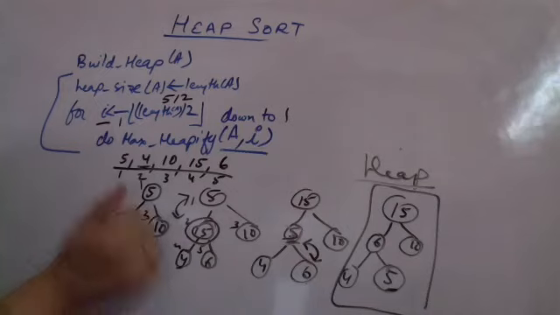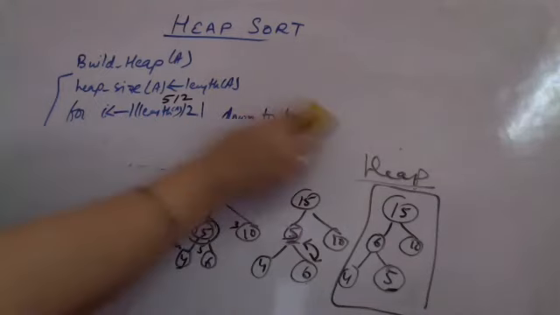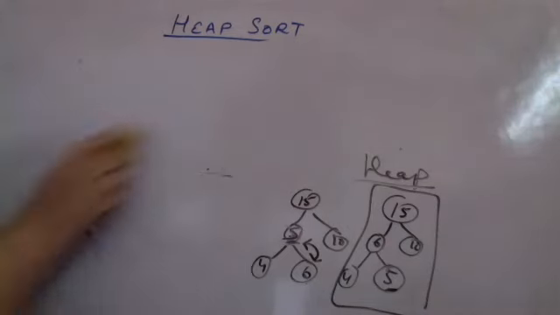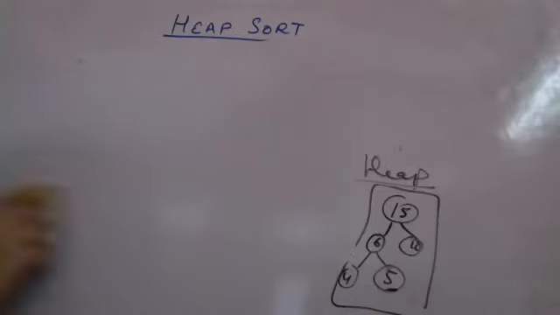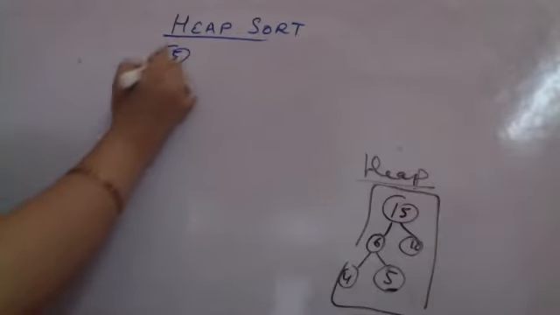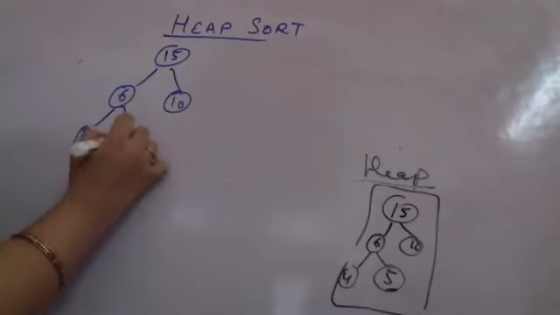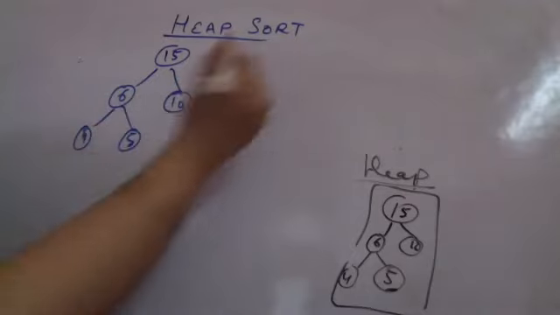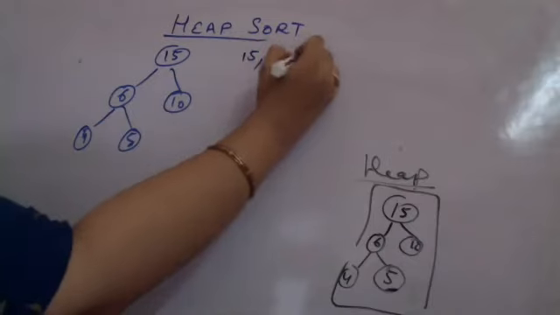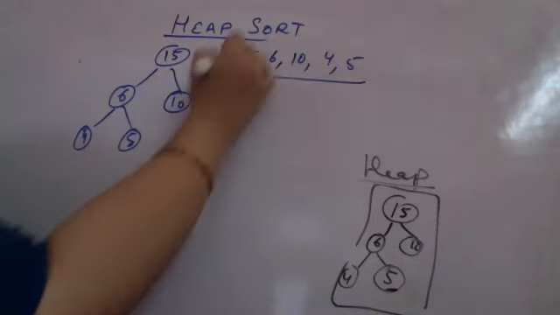Yeah, ma'am. So after I have built the heap, now I need to do the heap sorting. अब heap बनाने के बाद heap sorting में क्या करना है? Let me take the same example. I'm having 15 here, then I have 6, 10, 4 and 5. That means ये stored कैसे हैं? ऐसे stored हैं 15, 6, 10, 4 and 5. I have to sort this list.